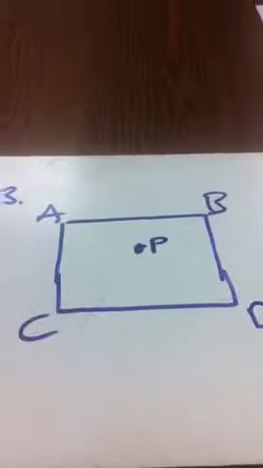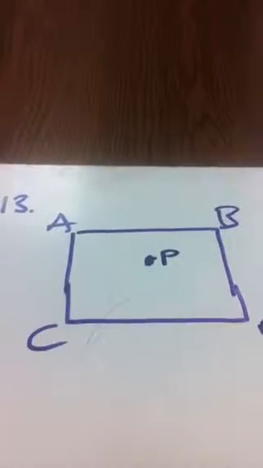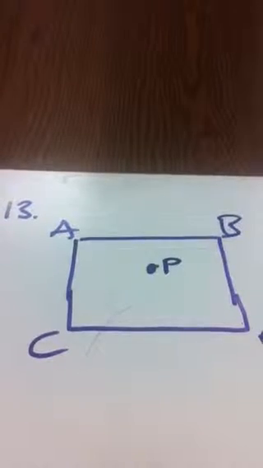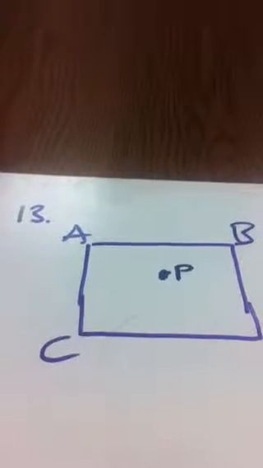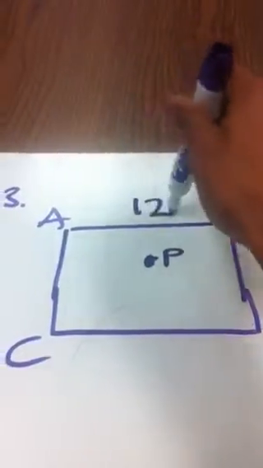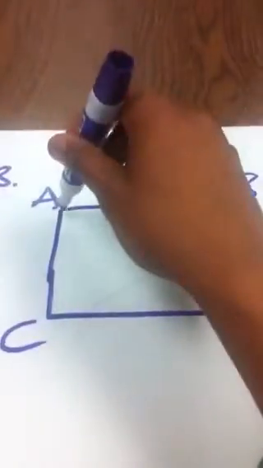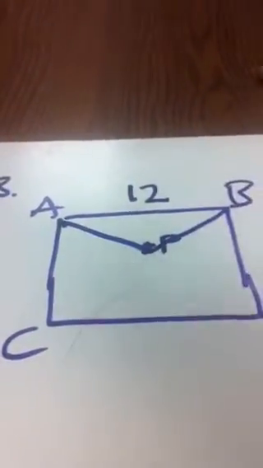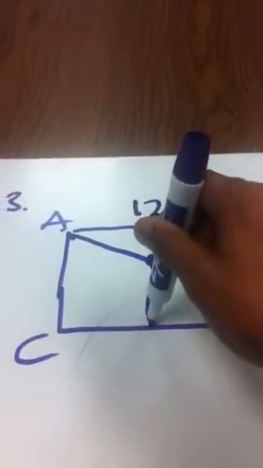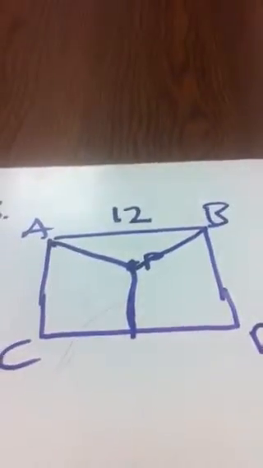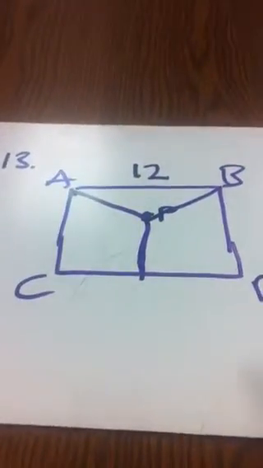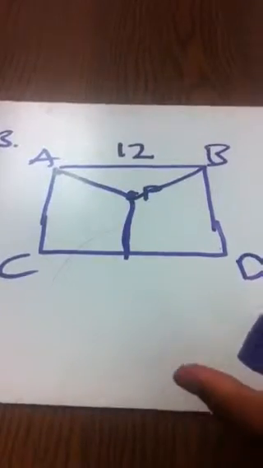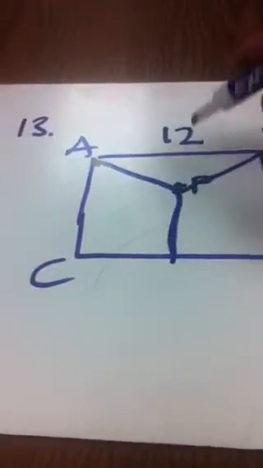Question 13 reads, ABCD is a square with AB equals 12 units and P is an interior point whose distance to A, B, and CD are equal. So we know that A to B is 12. And we know that from point P, the distances to A, B, and the line CD are equal. Now we have to figure out how we can find the distance to P. There's a really simple way to do this.